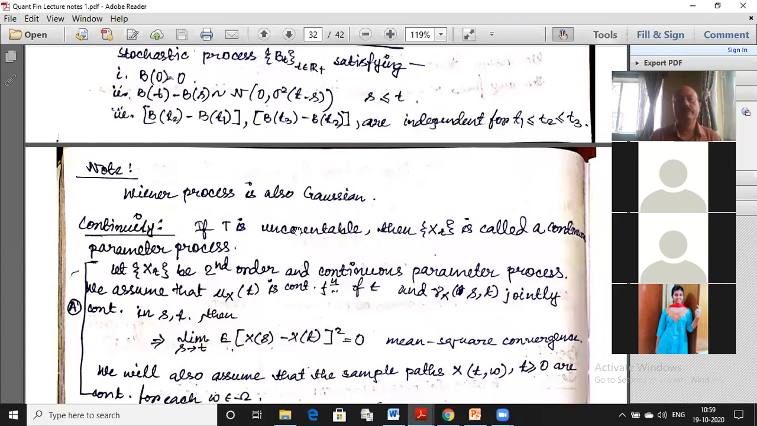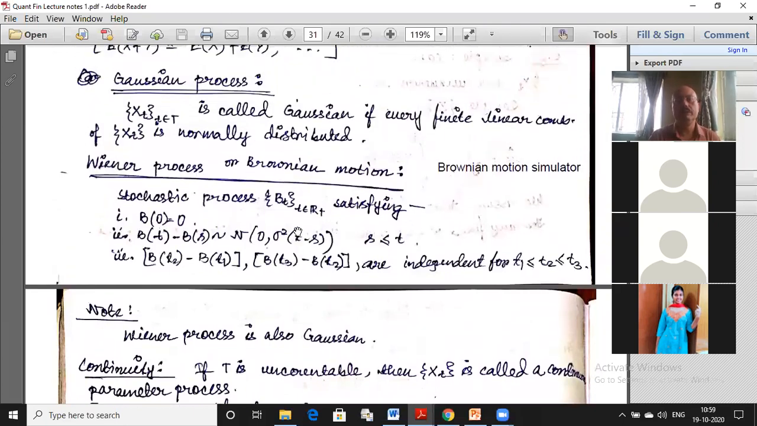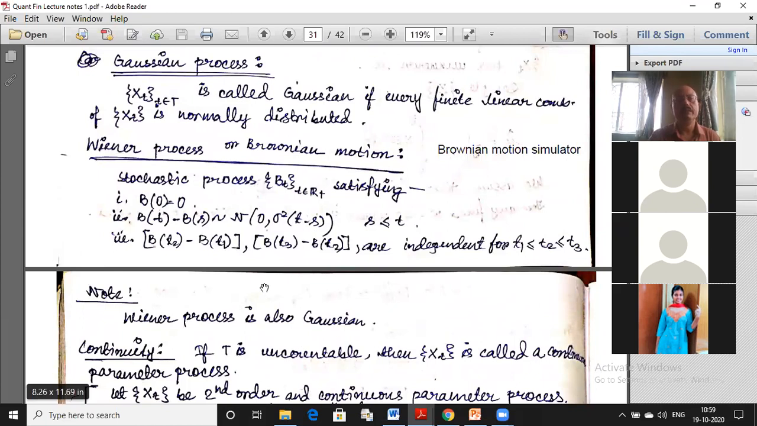Right. So again, the first straightforward consequence of this definition is that the Wiener process or Brownian motion is also Gaussian. Okay. Is that clear? That the Wiener process is also Gaussian?